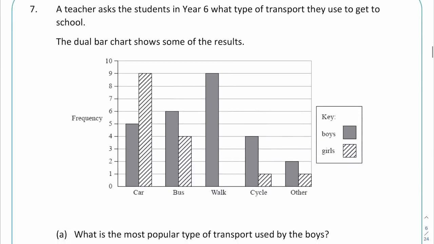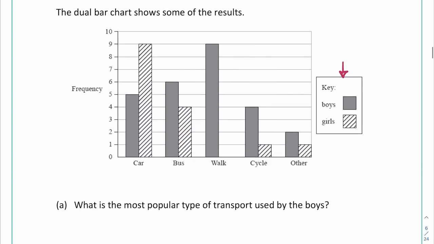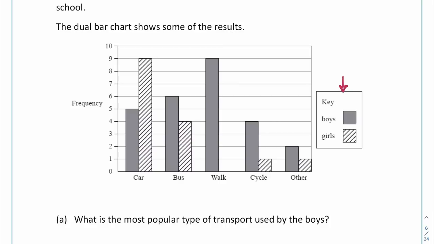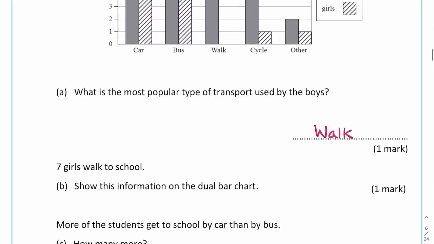Okay, on to question 7. So we have a dual bar chart. In this bar chart here, you can see straight away from the key, boys are the grey bars and girls are the ones with the diagonal lines in. A teacher asked the students in year 6 what type of transport they use to get to school, and the dual bar chart shows some of the results. What is the most popular type of transport used by the boys? So we're looking for the highest bar in grey, and that is this one here, which is walk. So we would just write down the word that's at the bottom of the bar chart. There we go, walk.